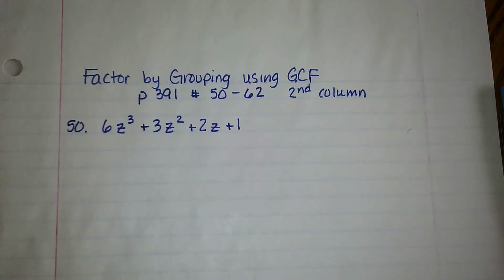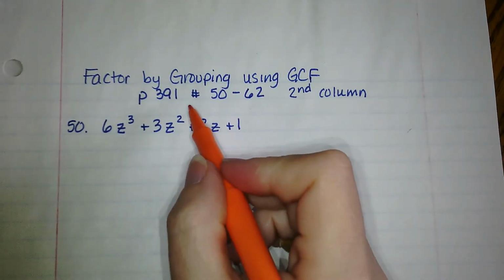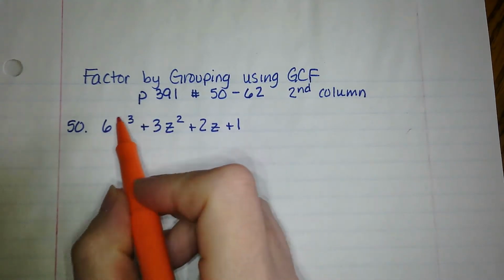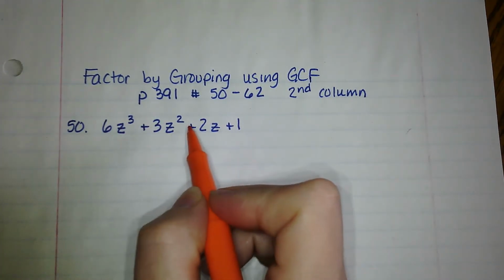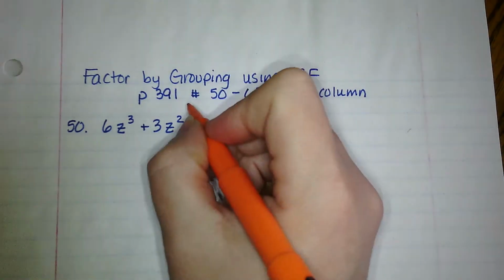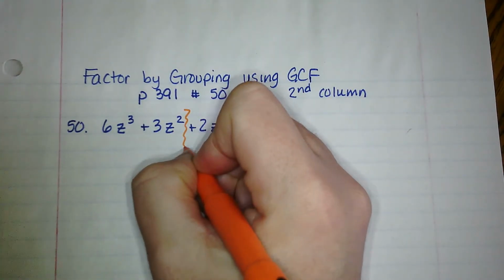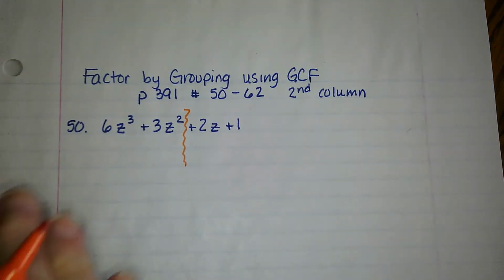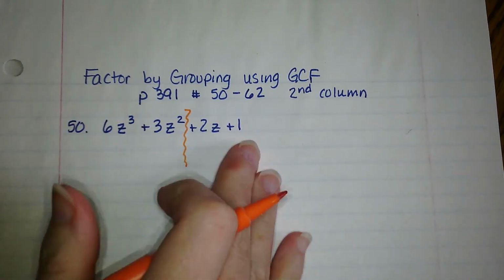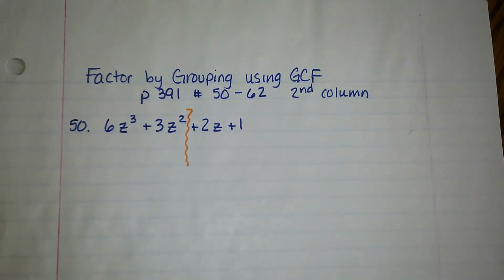If you notice, number 50 has 4 terms. And when you factor by grouping, you would factor by grouping with 4 terms. The good news is they're pretty easy to do if you're good at GCF. Your first step is to draw a line by breaking this thing in half. So after the second term and before the sign of the third term, you're going to draw a little line. That separates the left side from the right side of your polynomial.